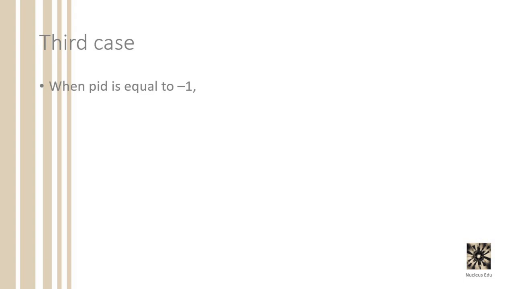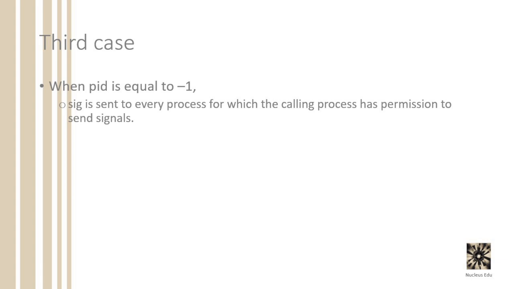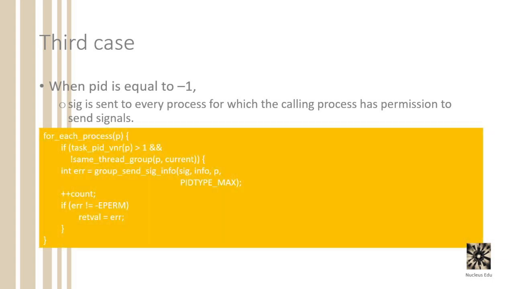So the third case is the last one, when PID is equal to -1. This is a special case because the signal is sent to basically every process for which the calling process has permission to send the signal. So it will iterate over each process running in the system, check whether the calling process has permission to send the signal to that process or not, and then do it. It calls the same function, which is group_send_sig_info.